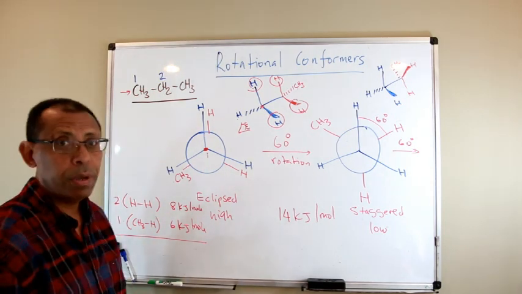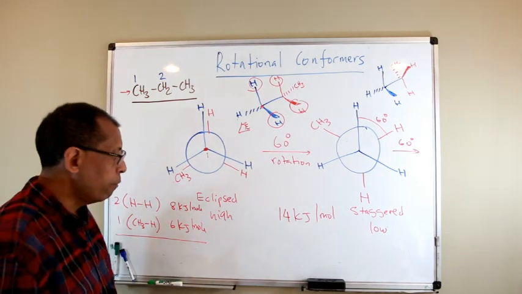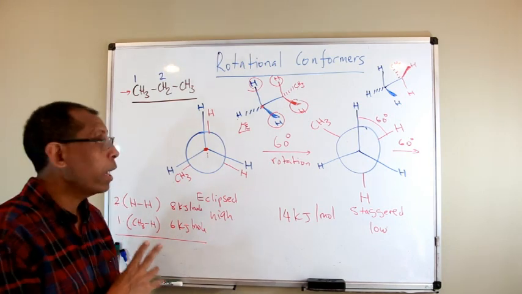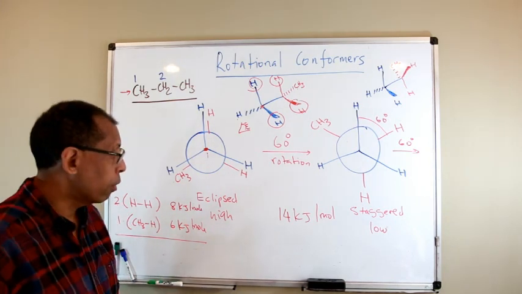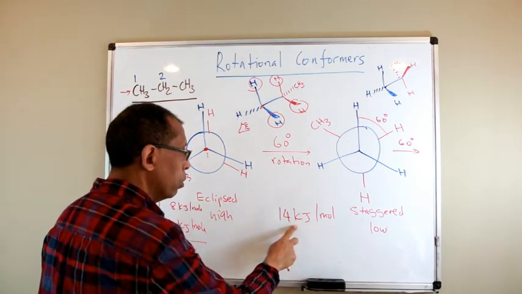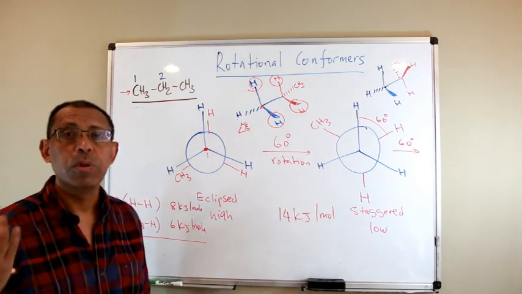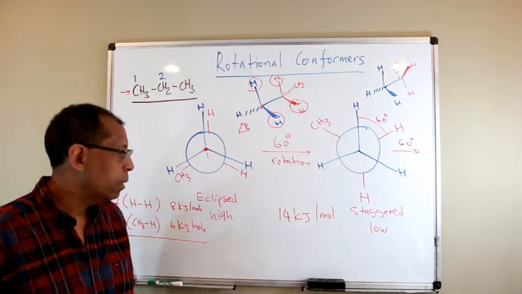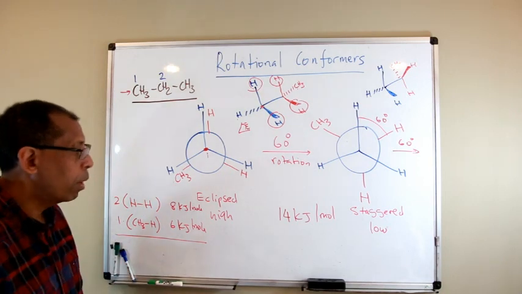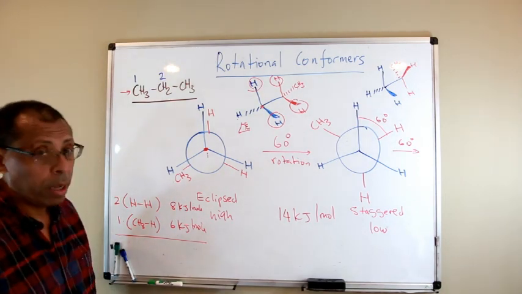I think in my previous discussion I mentioned 12 kilocalories per mole for ethane, but the units are off. Remember to correct it to kilojoules per mole. It's 12 kilojoules per mole for ethane, and 14 kilojoules, not kilocalories, per mole for propane.